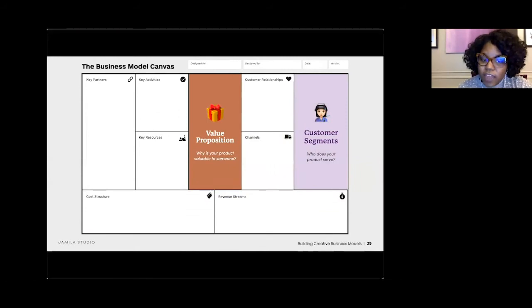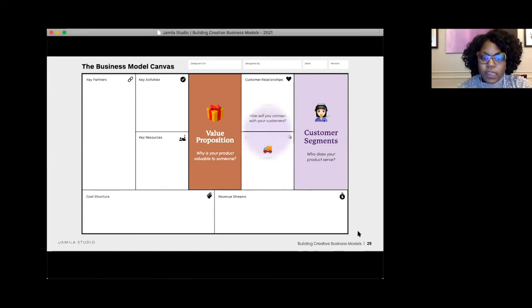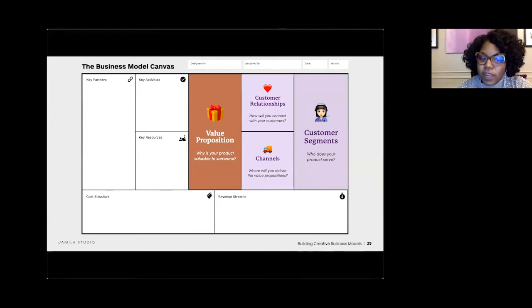So we talked about our value proposition. Why is your product valuable to someone? We talked about our customer segments. Who does your product serve? Now we're going to talk about customer relationships, how you will connect with your customers, and channels, where you will deliver your value proposition.